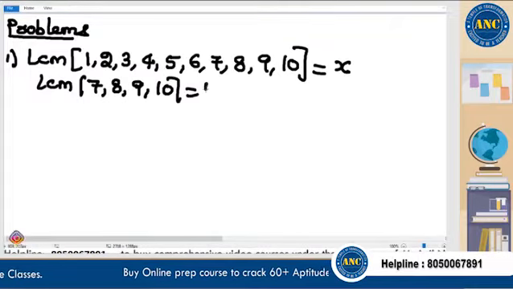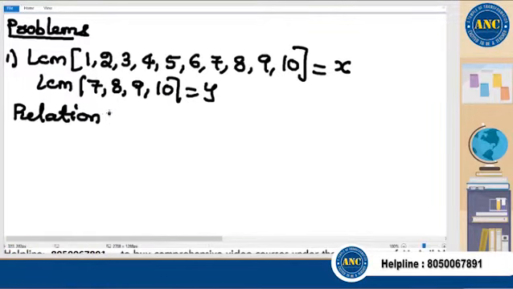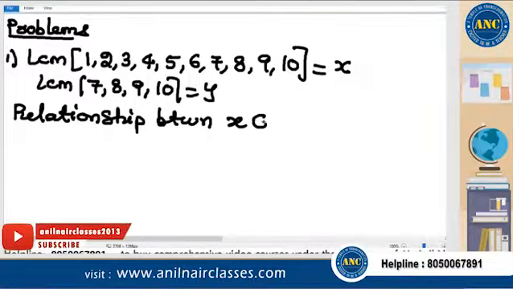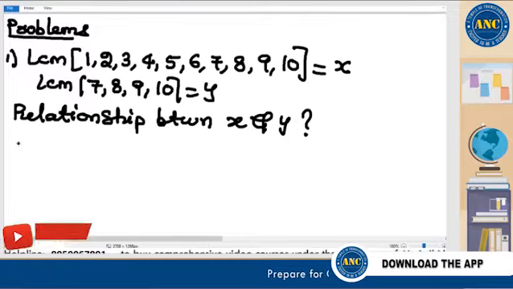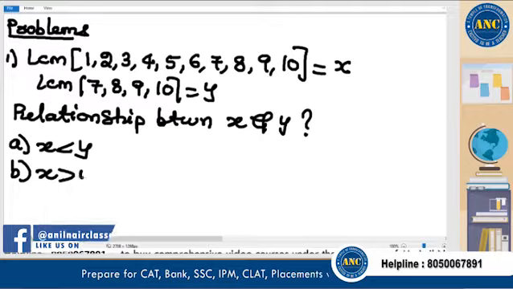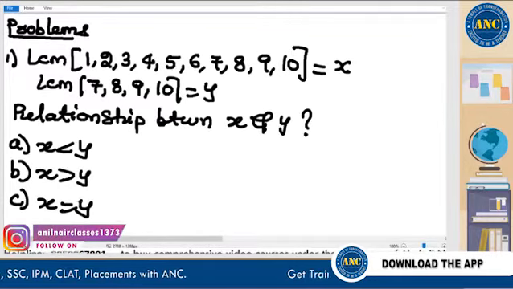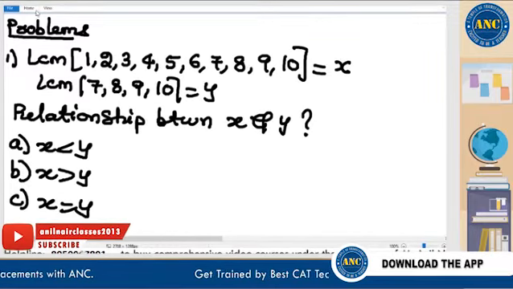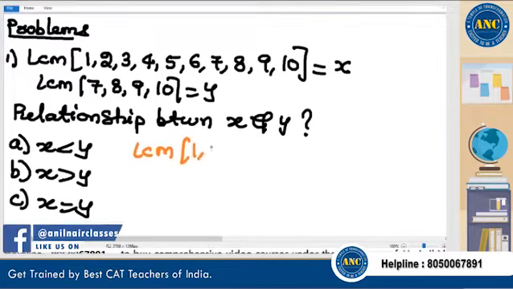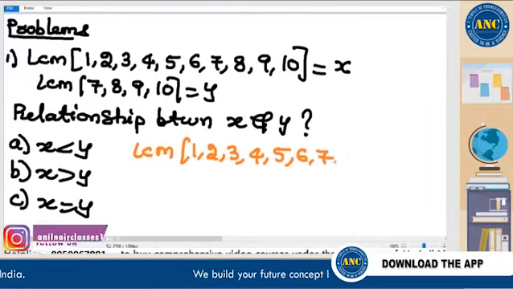This is X. This is Y. Relationship between X and Y. Very, very logical question. One student has asked in the WhatsApp group. So in case if he remembers, this question is for you better. X less than Y, X greater than Y, X equivalent to Y. LCM of 1, 2, 3, 4, 5, 6, 7, 8, 9, 10. Beautiful question, sir. This is a very beautiful question.